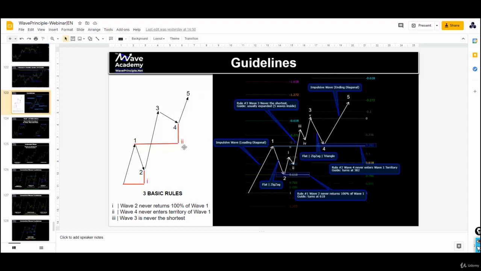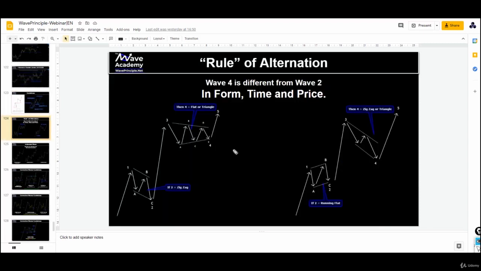So let's continue. But before we move on, let's remember the 3 basic rules. And the most important is the first one. Corrective wave never returns 100%. Here we have the rule of alternation, which means that wave 2 is going to be different than wave 4 in structure, in form, in time, and price.